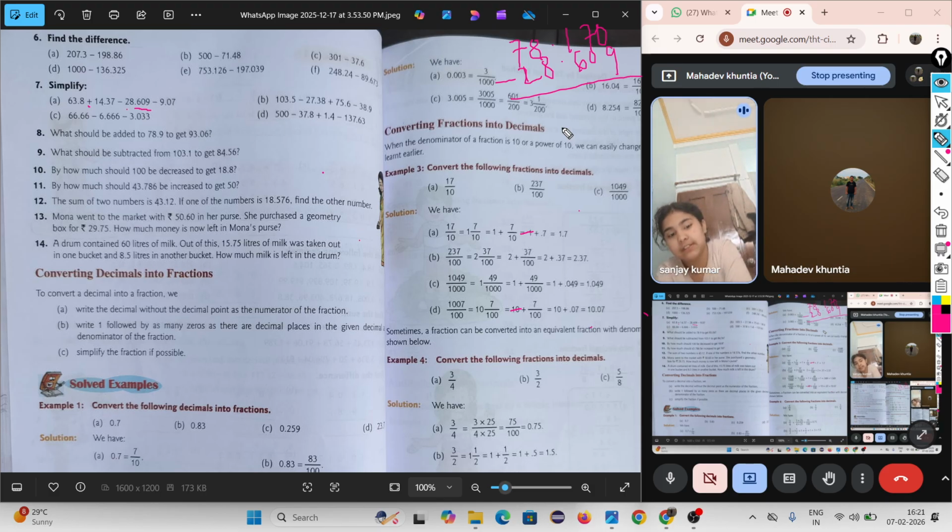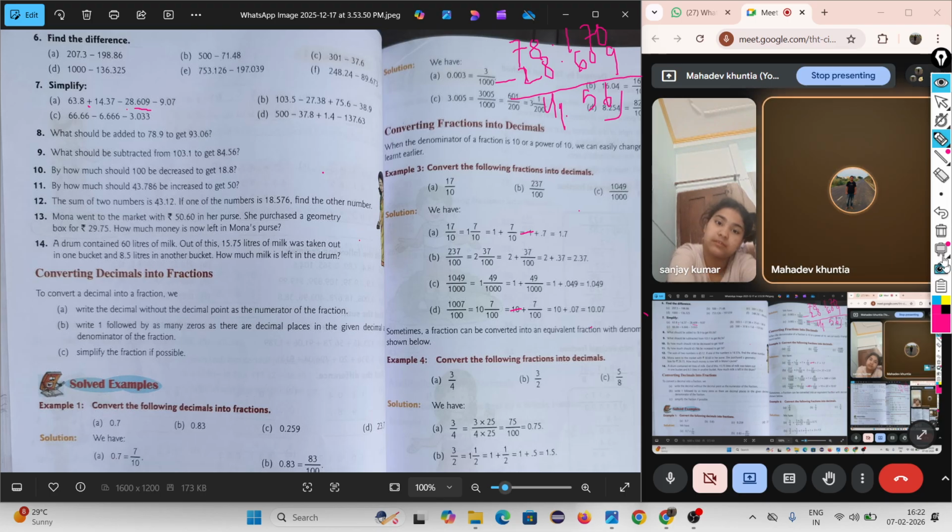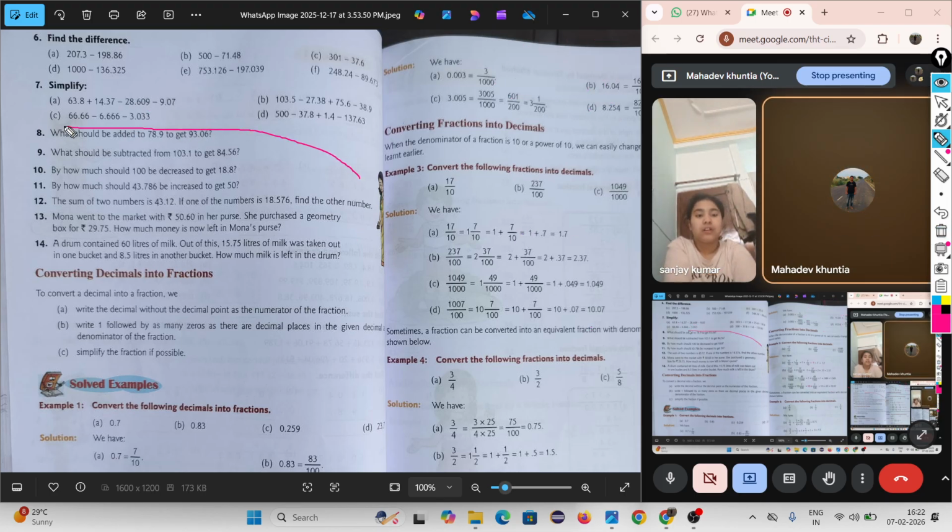7 minus 2. 76 minus 2. Yes, I got that. How much? 49.564. Yes, correct. Then you have to subtract 9.70. Okay, leave them. Look, this word problem question I will discuss at the last of our class.